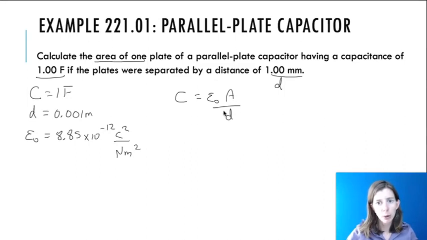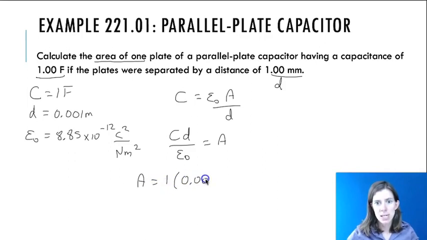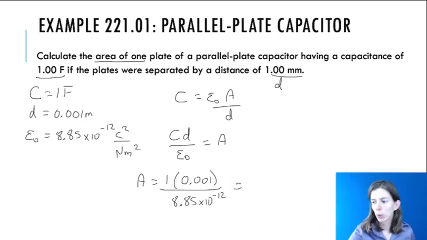To solve for area, we're going to multiply both sides by d and then divide by epsilon. So C times d divided by epsilon, that will give us our area. And let's go ahead and plug in those values. Capacitance is 1, distance is 0.001, epsilon is 8.85 times 10 to the negative 12. And what do we get when we plug all of these numbers in? We get 1.13 times 10 to the 8 meters squared.